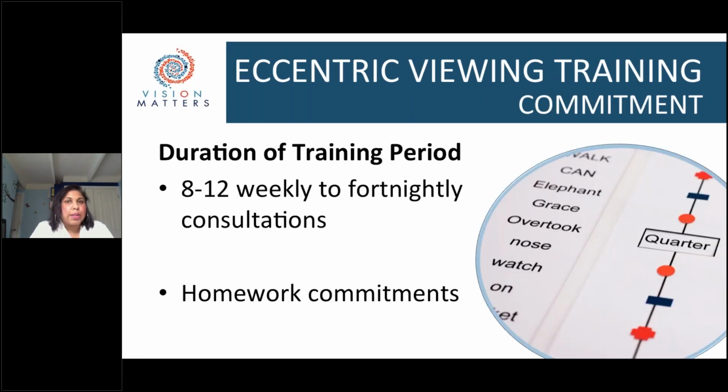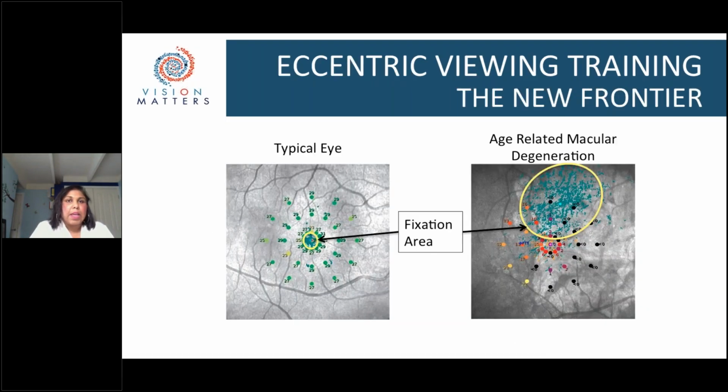The MAIA colour coordinates how healthy or sensitive the retina is. So the green areas indicate good retinal sensitivity, and the warmer the colours are, it indicates poorer retinal sensitivity, and the black areas indicate where the retina is no longer working.